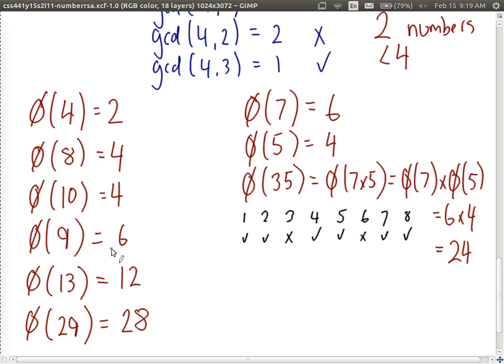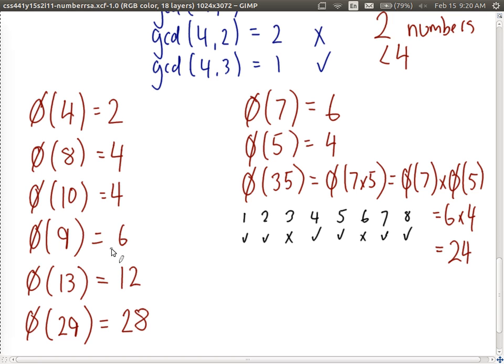The totient of a prime number is the prime number minus 1. And another extension of that: if we know some number is made up from multiplying two prime numbers, like 35, if we factor it into its primes, it is 7 times 5. 7 and 5 are both primes. Then the totient of 7 times 5 is the same as the totient of 7 times the totient of 5. And it's easy to show that.